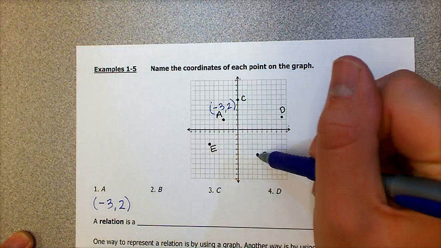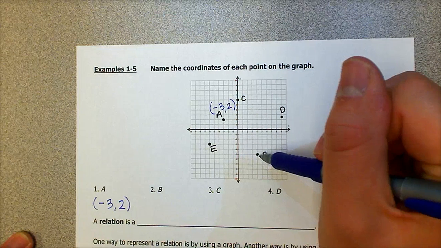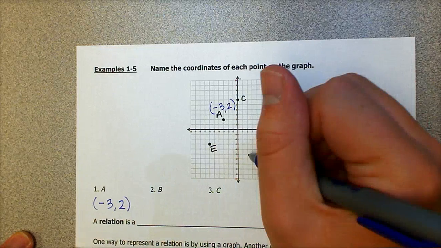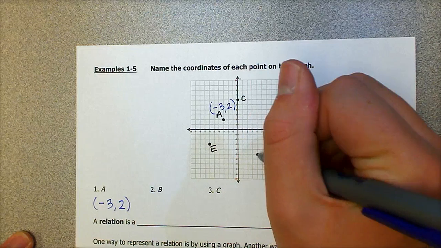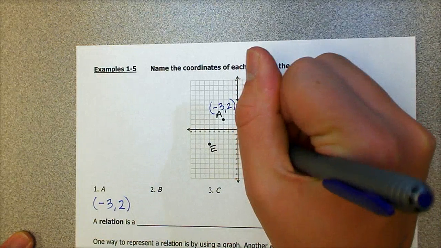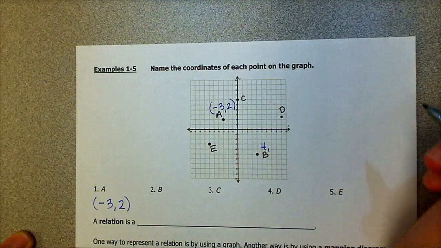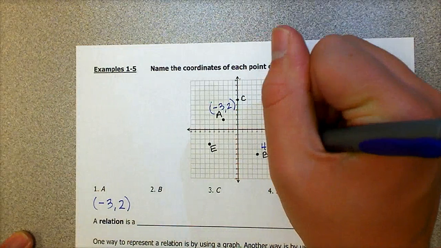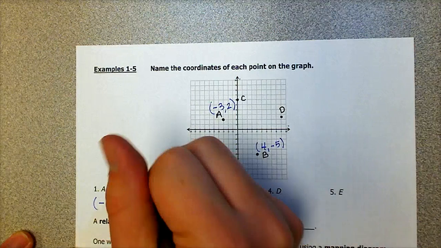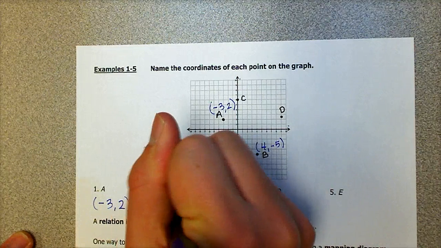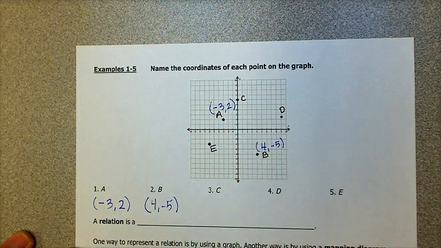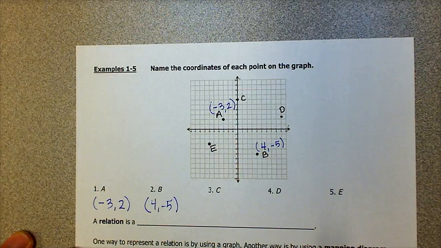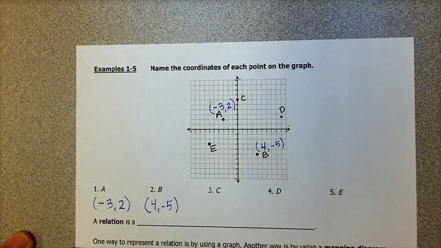Point B is located down here in quadrant 4. It is 1, 2, 3, 4 units to the right of the origin, so that's a +4 for my x-coordinate, and then 1, 2, 3, 4, 5 units down, so that's a -5 for the y-coordinate. So it's located at (4, -5). I want you now to pause the video and try labeling points C, D, and E with the right ordered pairs. Once you've done that, click play to check your answers.